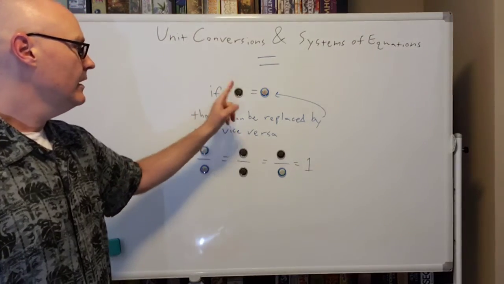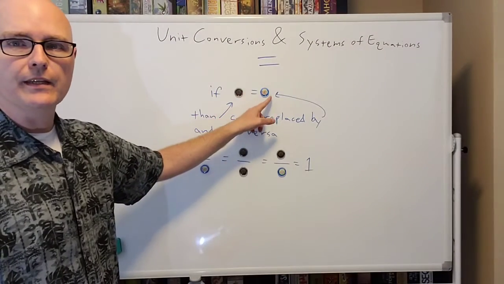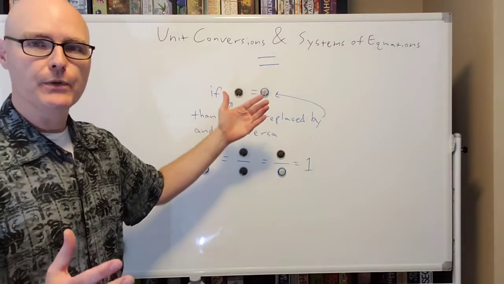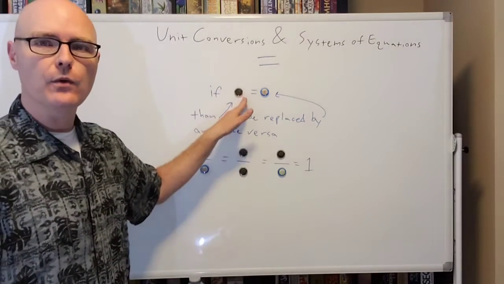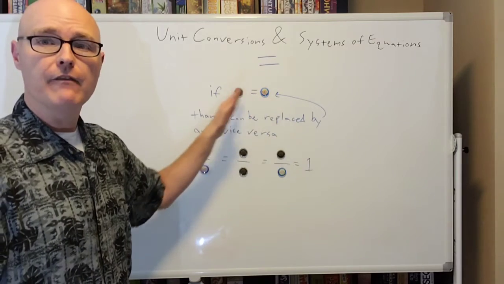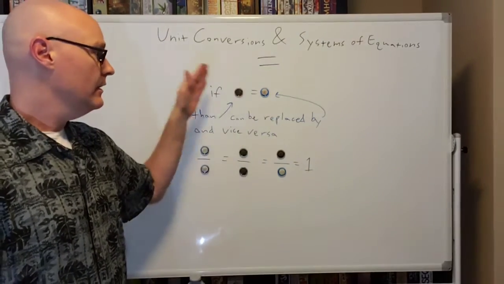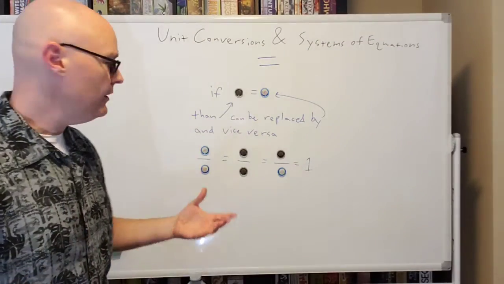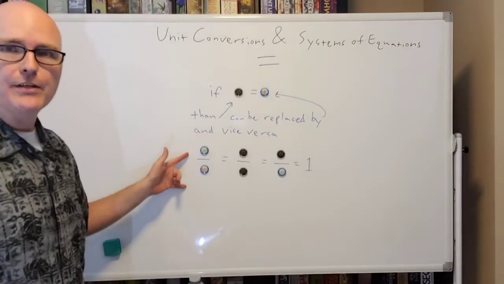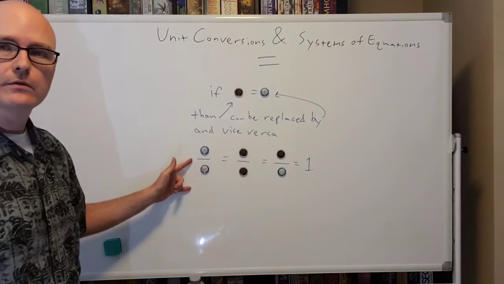If this is equal to this, then it must be true that I can replace every one of these with one of these and vice versa. How does that affect us? Well, I could take a ratio. Let's say I had a ratio of 2 blues, right?